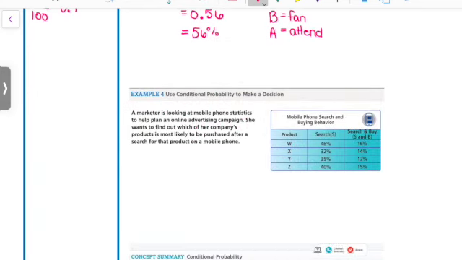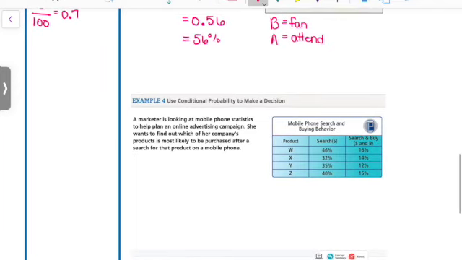Last but not least, I'm not even going to finish this one, but I'm going to do the first one and leave the rest for you guys to do. A marketer is looking at mobile phone statistics to help plan an online advertising campaign. She wants to find out which of her company's products is most likely to be purchased after a search for that product on a mobile phone. So that means we want the probability of buying given that we searched it.